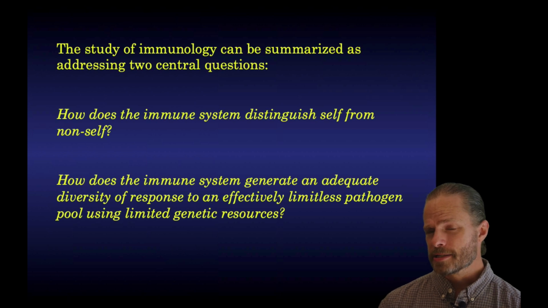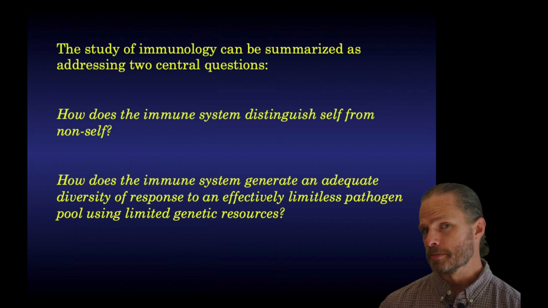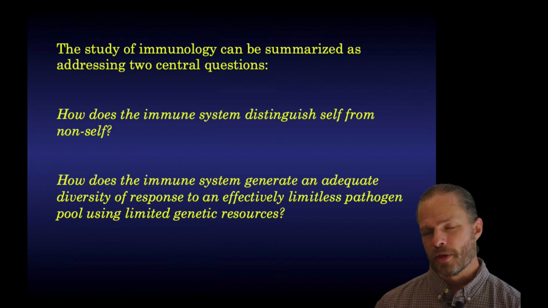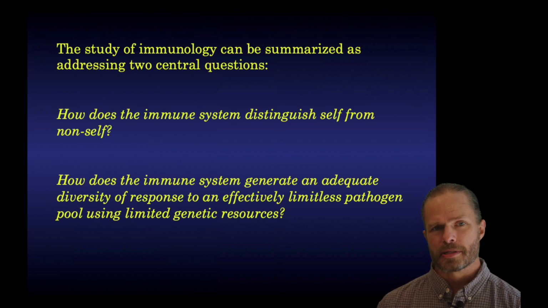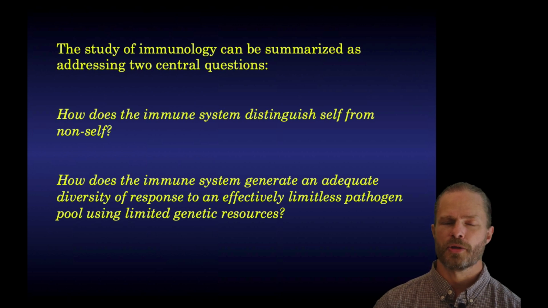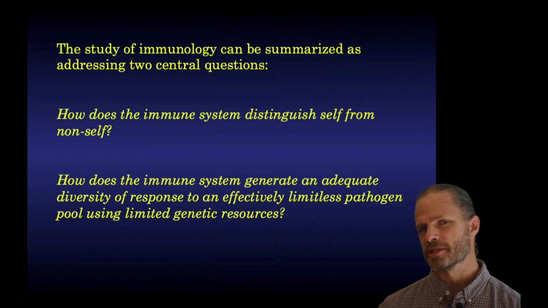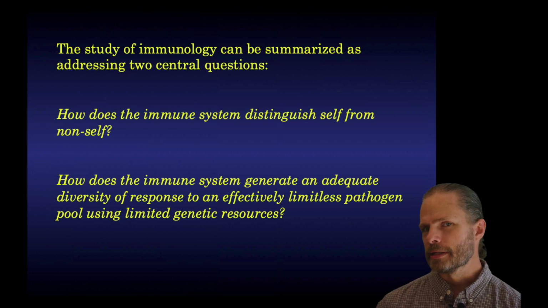The immune system has to be able to distinguish self from non-self, or in the case of cancer, healthy self versus malignant self. So that's a major, major question. It's also related to the second question. The immune system, as we've been discussing, has to have the ability to generate a huge, very diverse immune response for all these potential different pathogens that are out there. But we do it with very limited genetic resources. So how does that work?